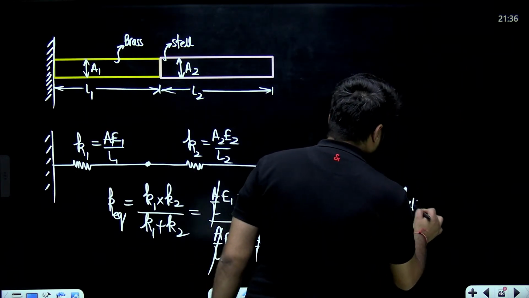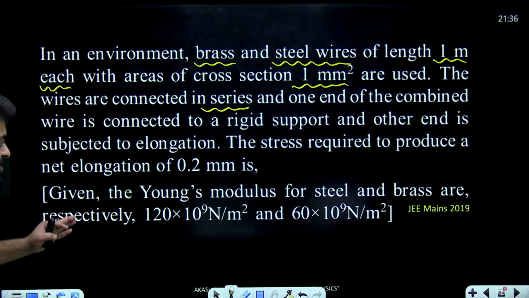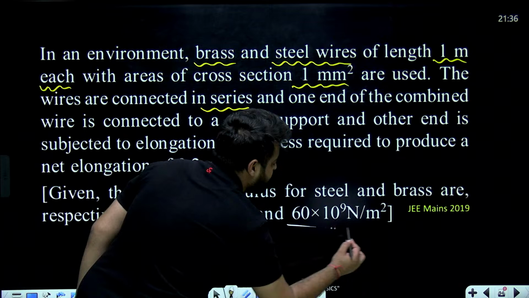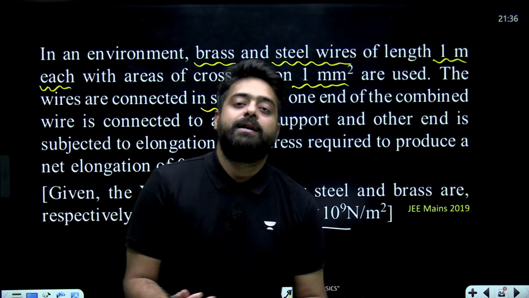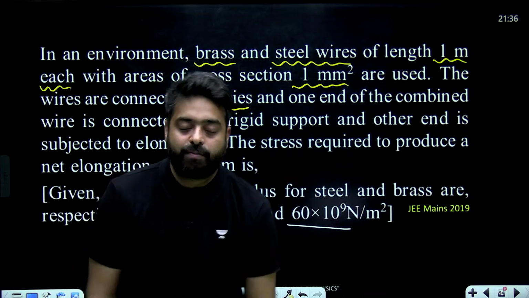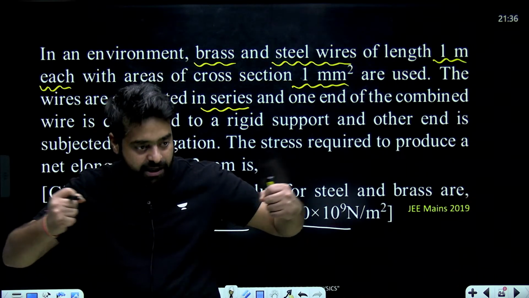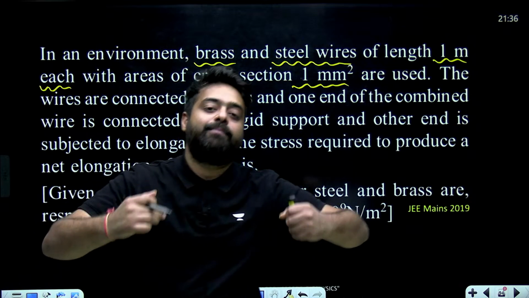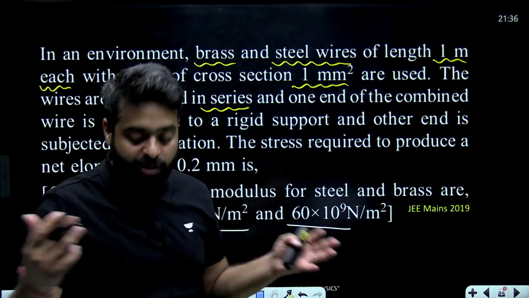10 power 9, 10 power 9. I need to understand one more parameter. The Young's modulus for steel is 120 and this is 60. This is half. So steel has more modulus of elasticity, or Young's modulus, which means it's very difficult to stretch steel as compared to brass. That's why steel is used in many places where you don't need much stretching.